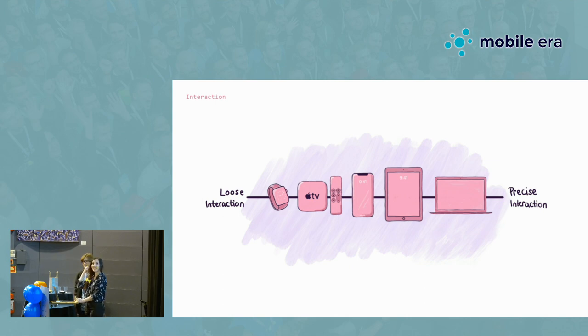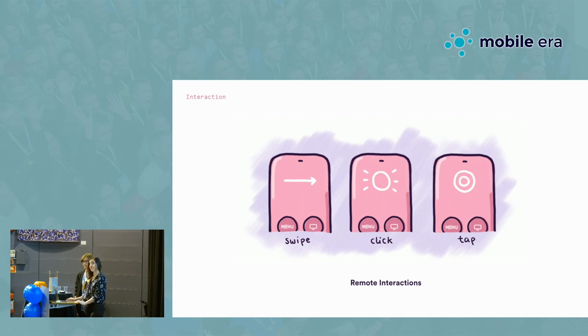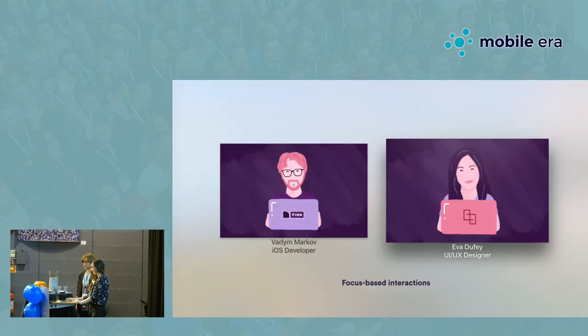Because of this, the remote makes our control feel diminished compared to the other devices. So you should definitely get to know the remote. It's going to be your new best friend. It has a touch-based surface, an accelerometer, and a gyroscope. And this gives you a variety of possibilities to help the user feel connected to your app, even though they're sitting at a distance. And tvOS uses three main gestures: swipe, click, and tap.